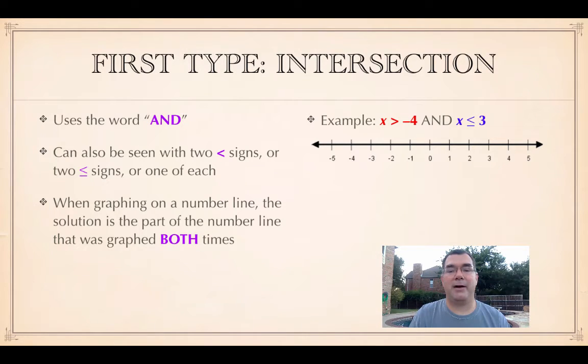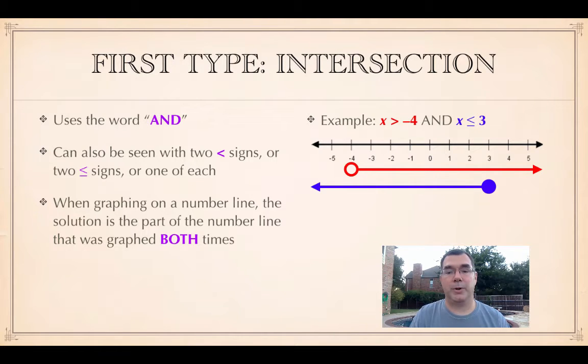So if I have x is greater than -4 and x is less than or equal to 3. Well, here's all the numbers that are greater than -4, and here are all the numbers that are less than or equal to 3. So if I'm looking for the overlap of those, the part that I graphed both times, the part where red and blue are both there, that's this right here. And that can be written as -4 is less than x is less than or equal to 3.